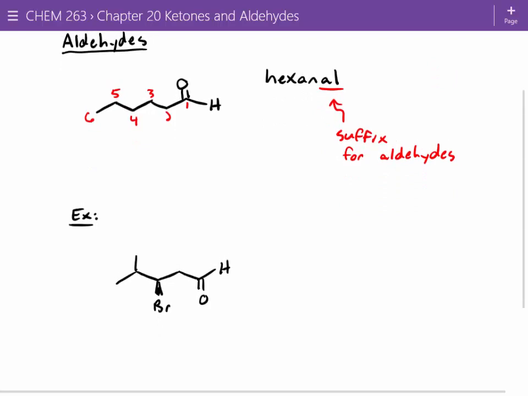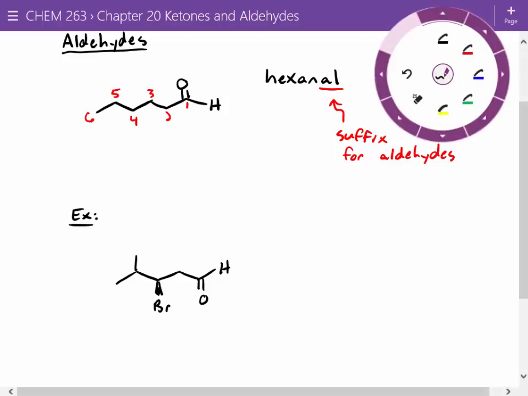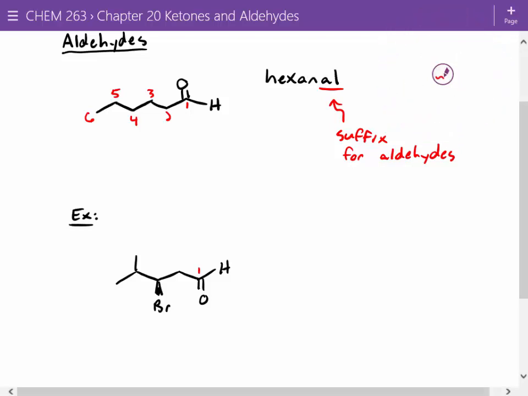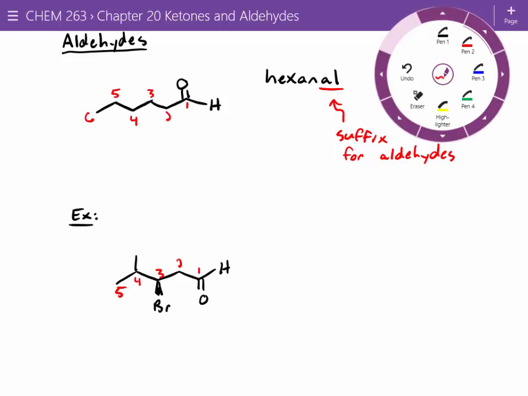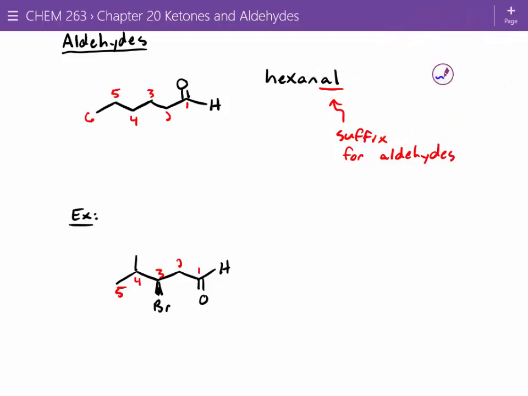Let's name this aldehyde. Again, we want to number from the carbonyl, so it'd be 1, 2, 3, 4, 5. 3-bromopentanal. All right, but before we do that, we've got stereochemistry. What's the stereochemistry? What do you guys think?